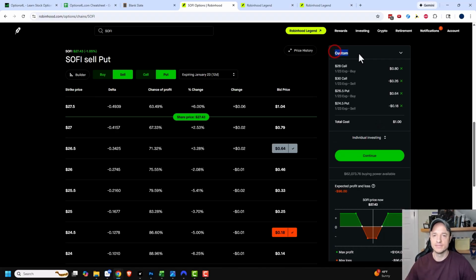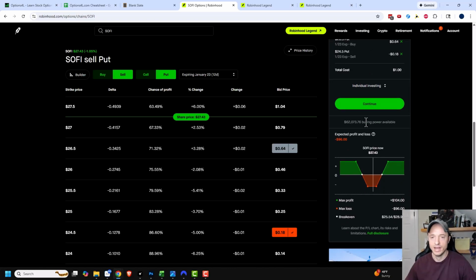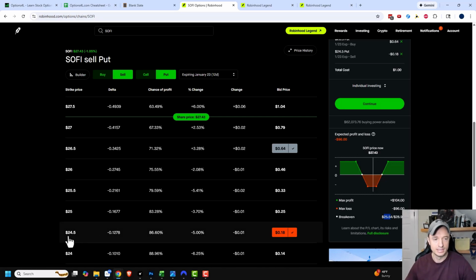Now Robinhood's classifying this as a custom trade, which is fine. It's still a long iron condor. And we can see what the profit and loss example kind of looks like here. My max profit is $104. My max loss is $96. My break even is $25.54. So I needed to go below $25.54 so I can start earning a profit. And you can see that I get my max profit at $24.50. So that is the short strike price on the put side.